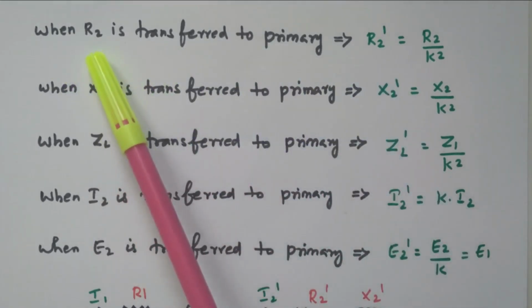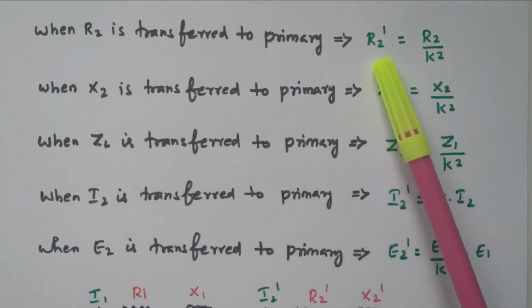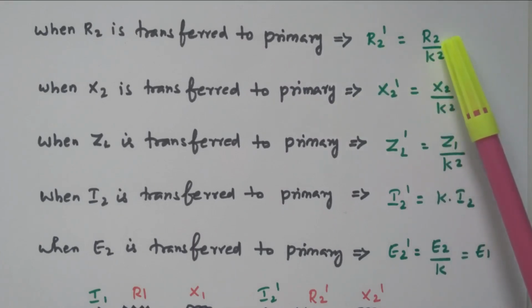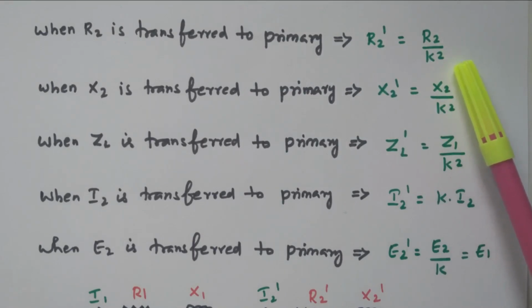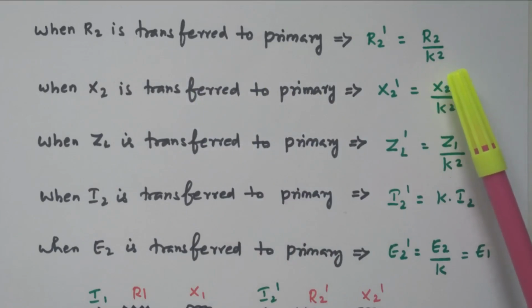R2 is the resistor available in the secondary; while transferring to primary it automatically becomes R2 dash, that is equivalent to R2 divided by K square. The details of this equivalent resistance are available in a separate video, the link is given in the description box. Why we divide by K square, the details are available there. Normally, while transferring to primary it is divided by K square, while transferring to the secondary it is multiplied by K square. The normal formula.